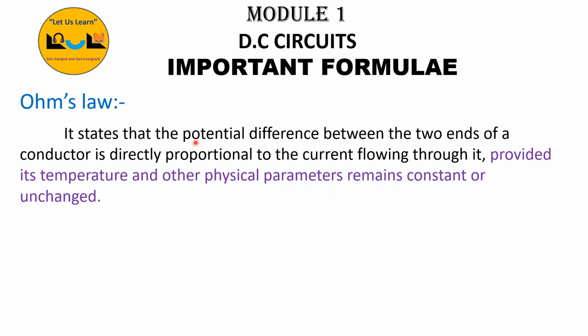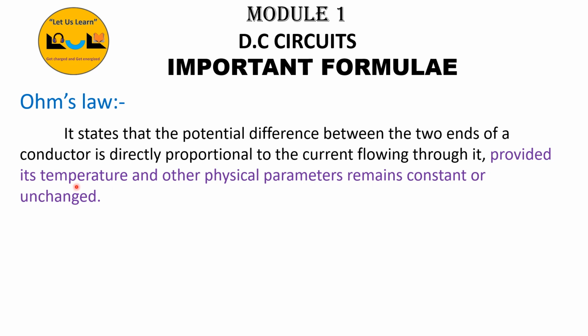The meaning is the potential difference between the two ends of the conductor is directly proportional to the current flowing through it. The potential difference means it is a voltage. Voltage is directly proportional to the current flowing through it. So V is proportional to I. Next, provided its temperature and other physical parameters remain constant or unchanged.